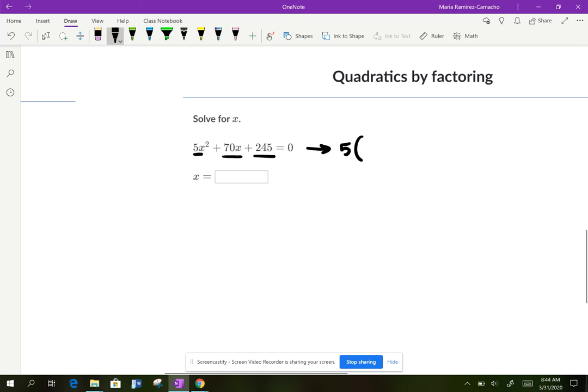Factoring out a 5 from 5x squared would give me x squared plus, factoring out a 5 from 70x would be 14x. And then I have to divide 245 by 5 on my calculator. 49.